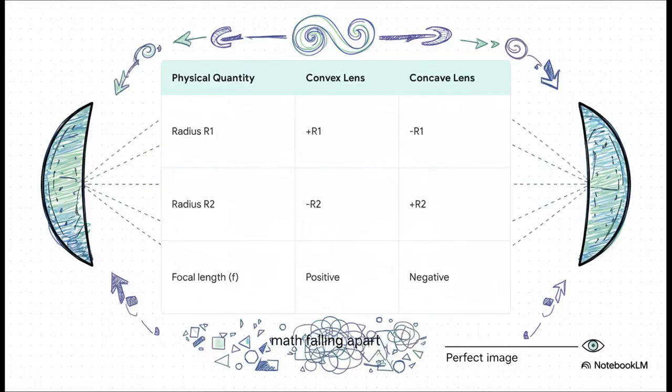But getting that recipe right is all in the details. As you can see here, these sign conventions are absolutely critical. Whether a surface curves out or in determines if its value is positive or negative. You get one of those signs wrong, and the math spits out a totally different lens, one that might scatter light all over the place instead of focusing it.